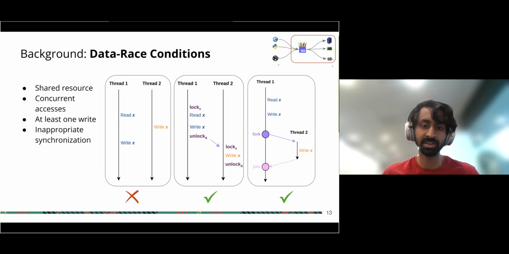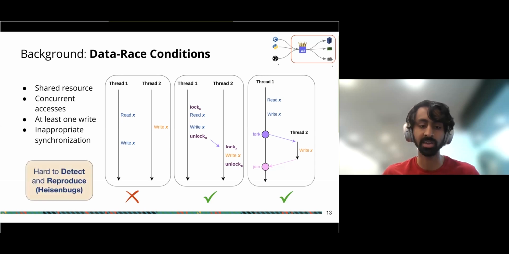But detecting data races is quite hard. And in fact, more than detecting it, it's really hard to reproduce. So once you actually do see them, you often find it hard to reproduce them when you want to poke in and debug, which is often why they're called Heisenbugs.